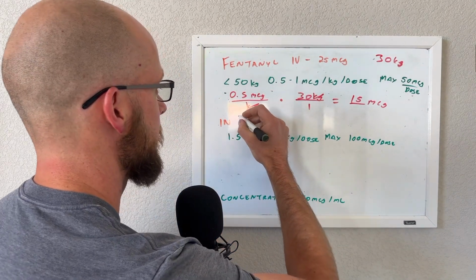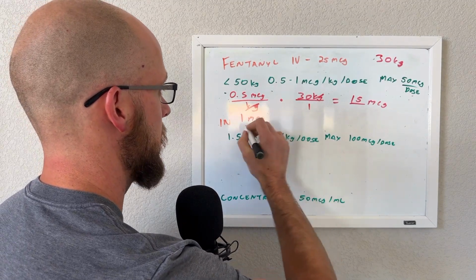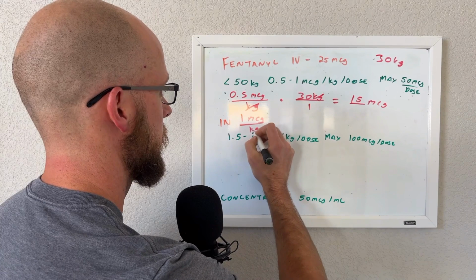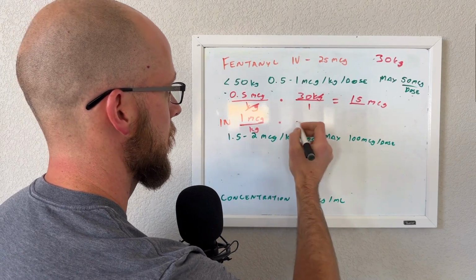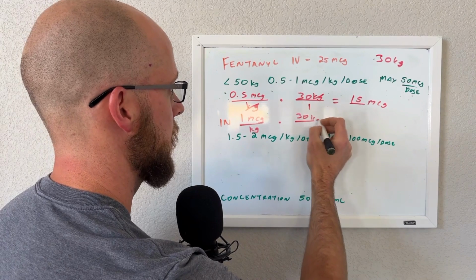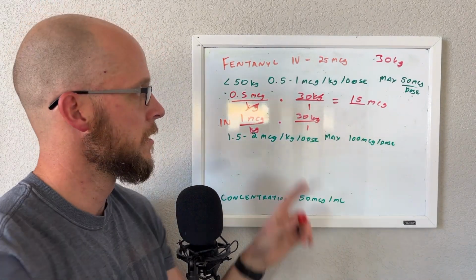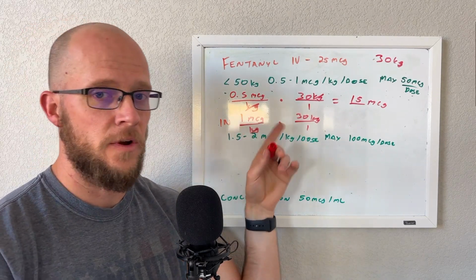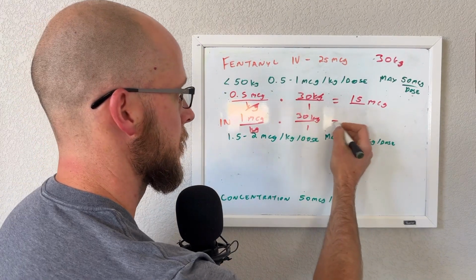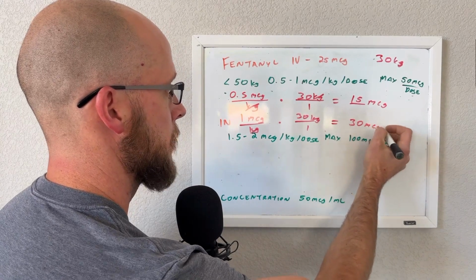So then down here, same thing, we're going to do 1 microgram per kilogram. And then again, same exact setup, 30 kilograms over 1. So your kilograms cancel out, and then it's just simple 30 times 1, which equals 30 micrograms.